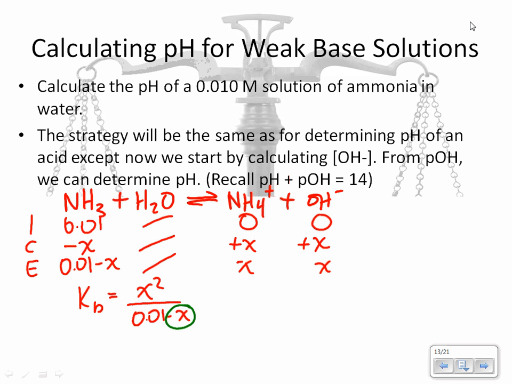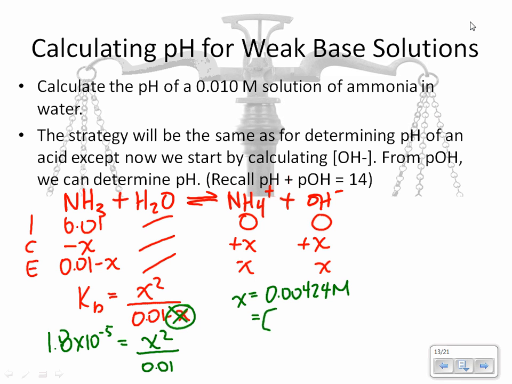Your 100 rule is going to apply, so you can eliminate that and easily solve for X, okay? Knowing again that you can get your Kb from the back of the book, and it's 1.8 times 10 to the negative 5. So that equals X squared over 0.01. Now you can solve for X. X is 0.00424 molar, and that's the same as your concentration of your hydroxide ions, right? Because we said X will be your concentration of your hydroxide ions at equilibrium.